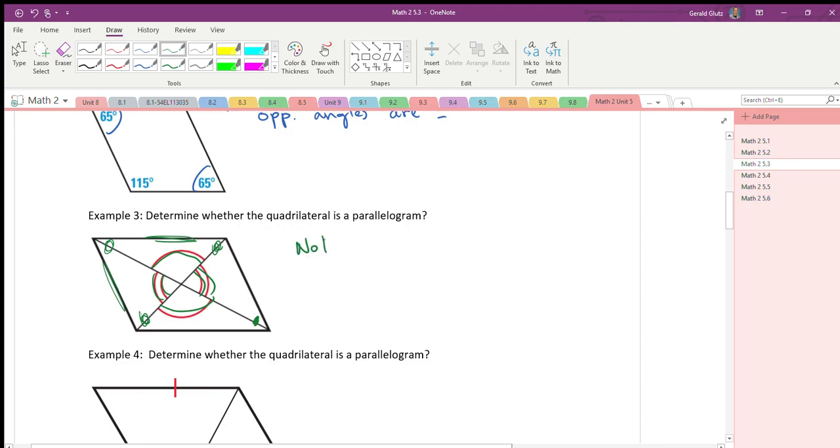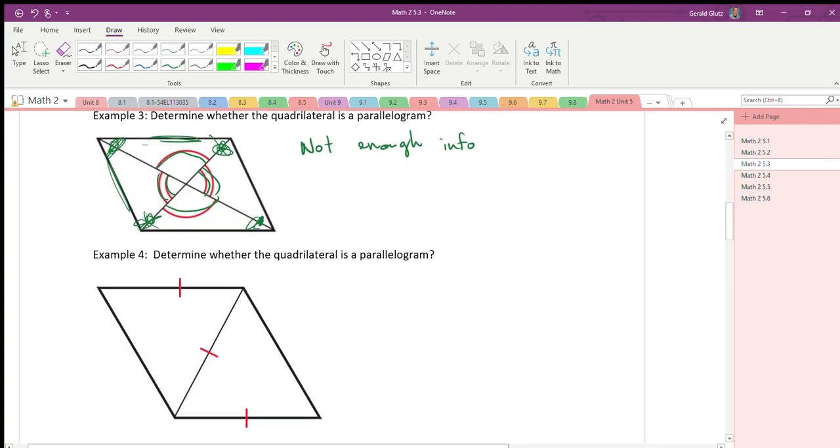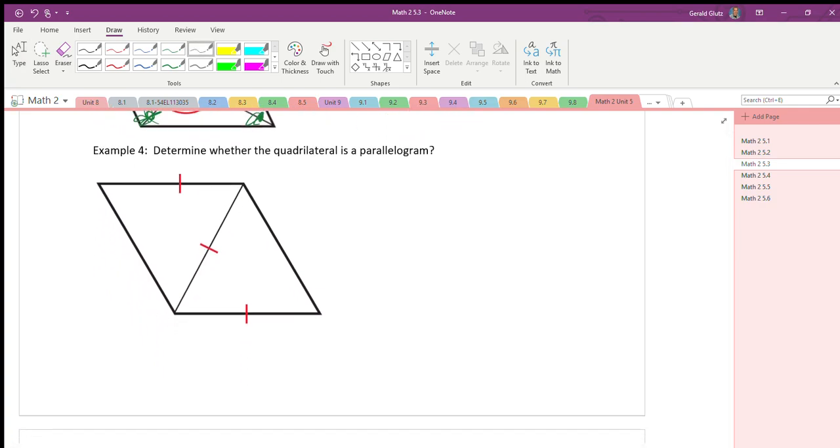So there's not enough info. We have to have some info about these angles or the side lengths or whether the sides are parallel or not. If we don't have any of those three things, we can't say whether it's a parallelogram or not. In example 4, determine whether the quadrilateral is a parallelogram. So in this case, we know that this side and this side are congruent, and also this side.